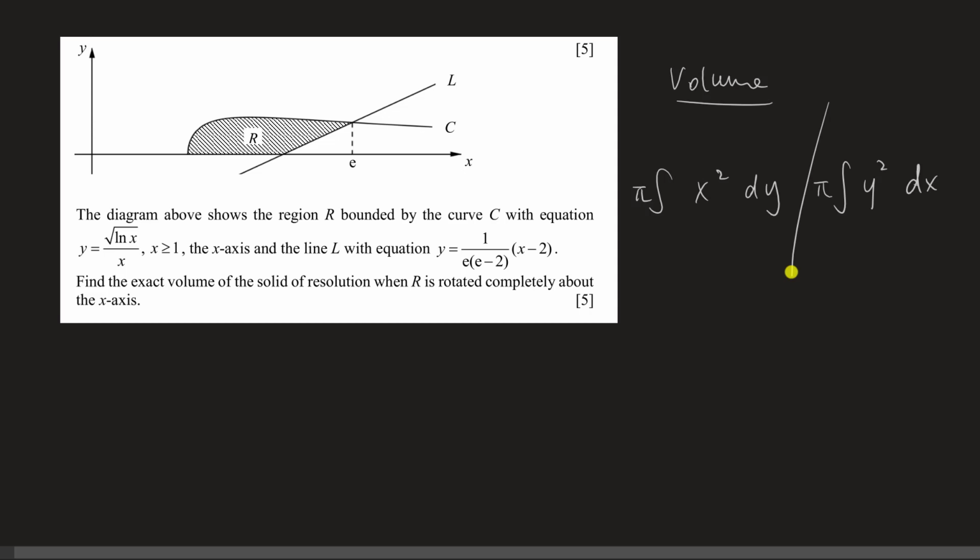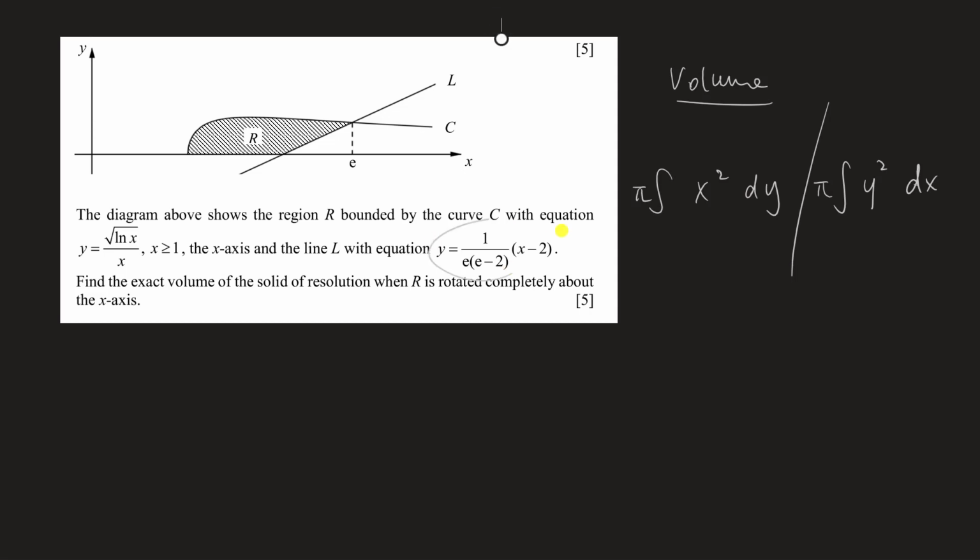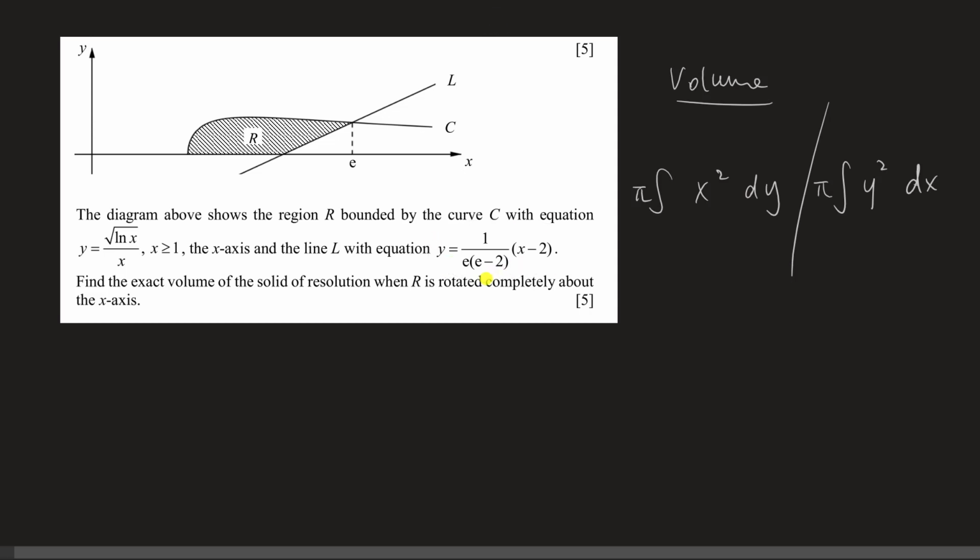Let's take a look at this one. The diagram above shows the region R bounded by curve C with the equation y equals root ln x over x, and then you have another straight line L, and then you have this complicated looking formula. Find the exact volume as R is rotated completely about the x-axis. We're rotating about the x-axis. This is the axis of rotation. Automatically, one of these templates is the chosen one. The correct answer is this one.